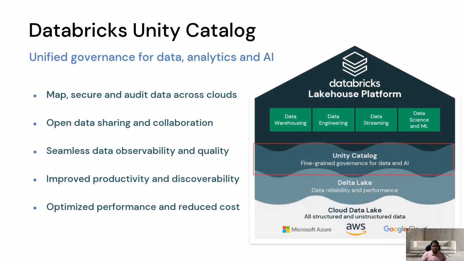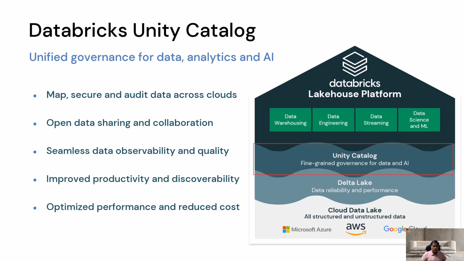So Databricks Unity Catalog is very important, and that is why it's a unified governance model, right? Because first and foremost, it maps, secures, and audits all the data across all the different clouds, whether it is GCP or Azure or AWS. It helps you achieve open data sharing and collaboration with open standards, so you don't have vendor lock-in, right?